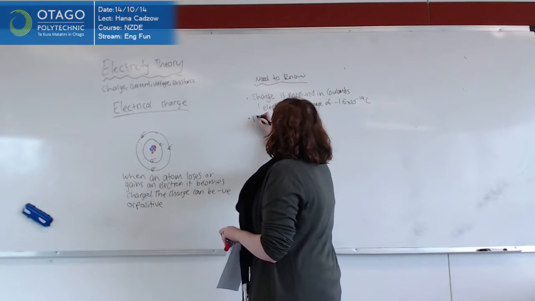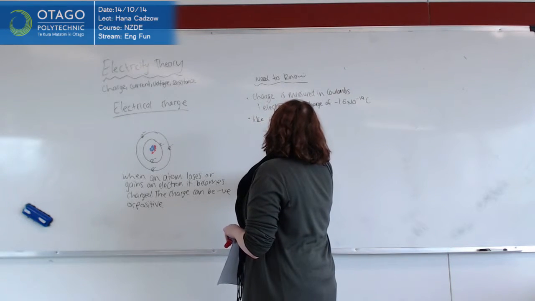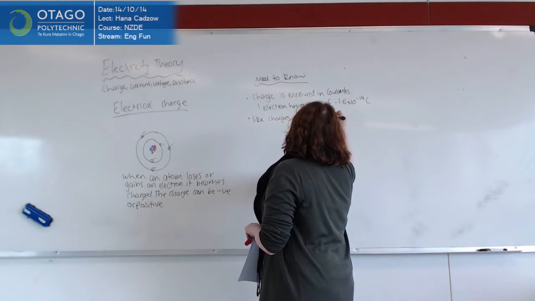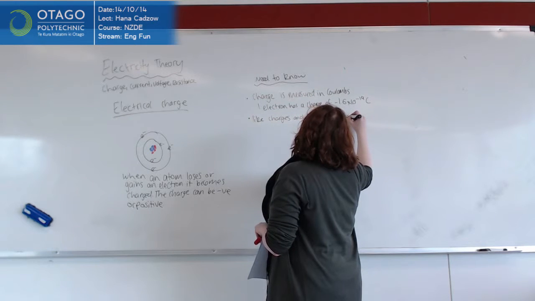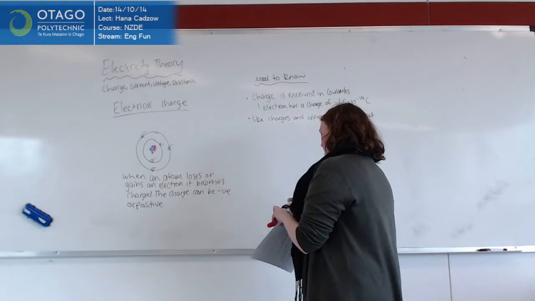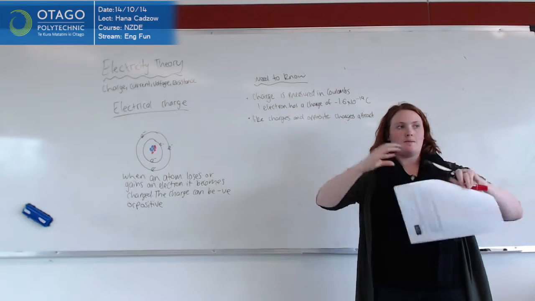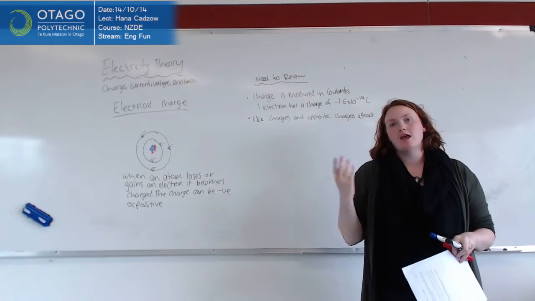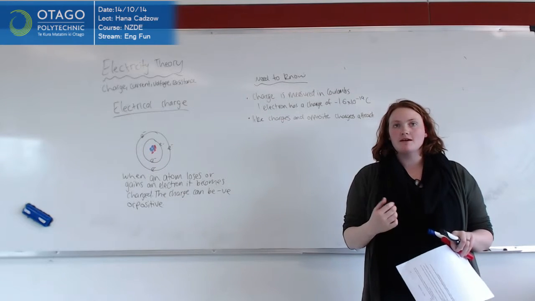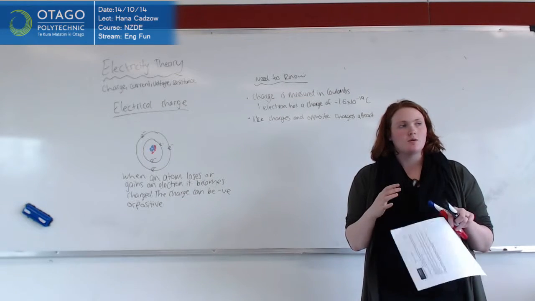So like charges repel, and opposite charges attract. Okay. And the size of that repulsion or attraction, how repelled or attracted they are, depends on how big the charge is. So if you're dealing with a really big charge, it's going to have a really strong effect on things around it. If you're dealing with just a really tiny charge, the effect's going to be smaller. Okay.